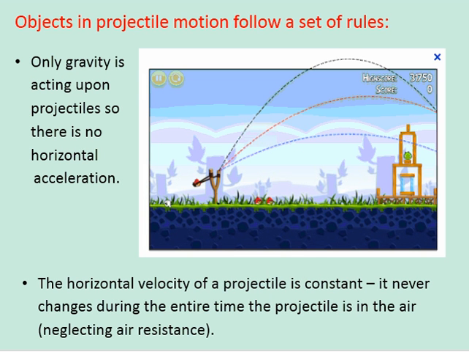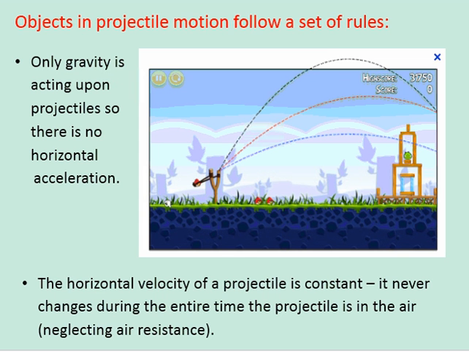Here's a very important part. Only gravity is acting upon the projectile, so as a result, there is no acceleration in the horizontal direction. Let me repeat that. Only gravity is acting upon the projectile. Gravity goes up and down, just like in free fall. Horizontal goes left to right. So as a result, there's no acceleration on the object in the horizontal direction.